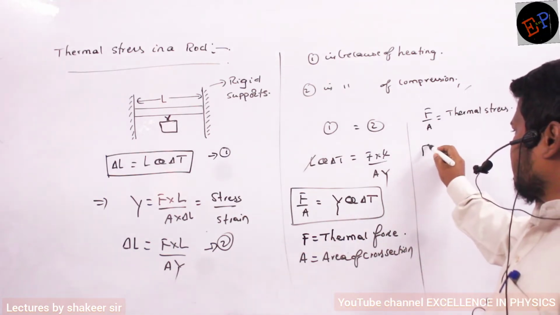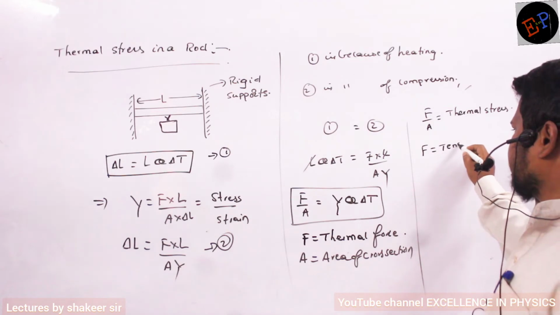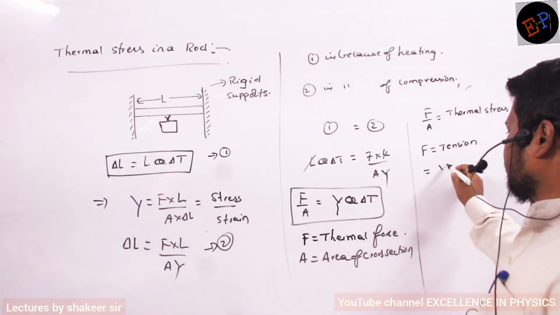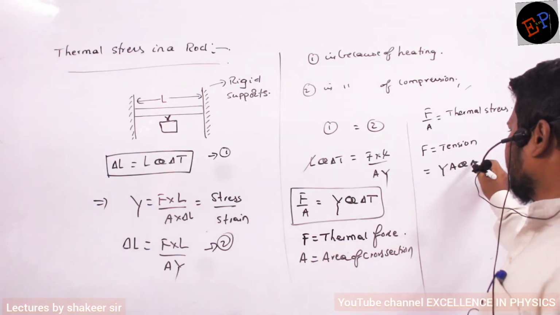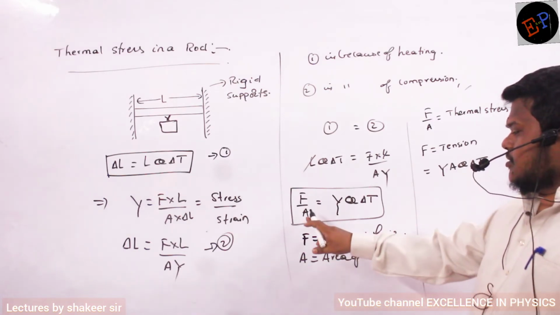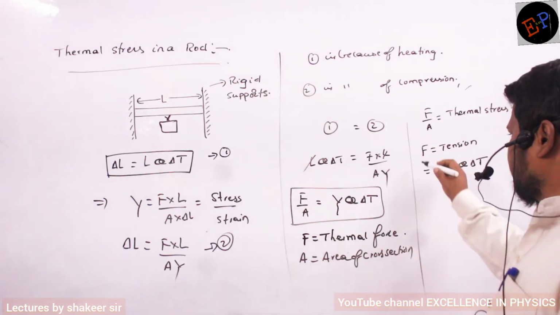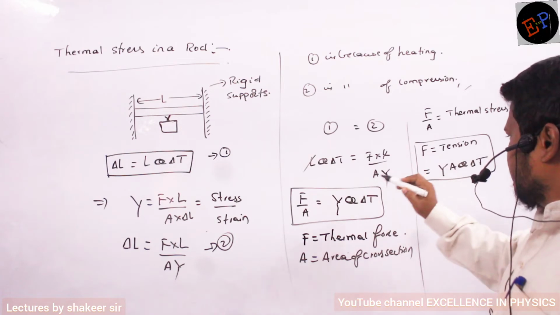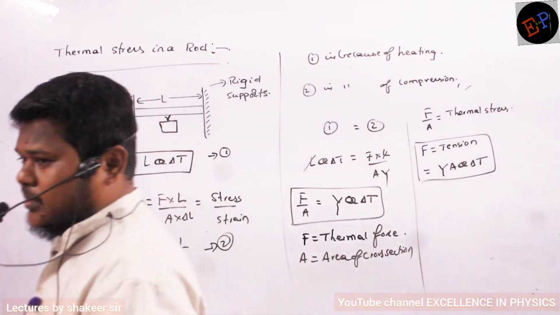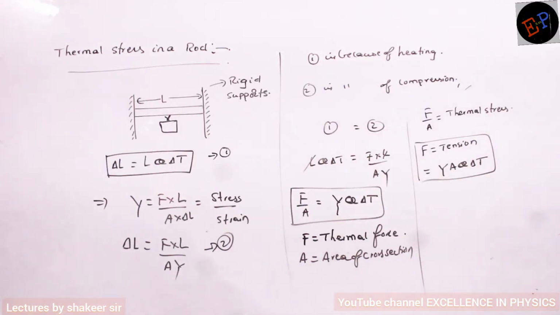If I want only the thermal force or tension developed inside the rod, then what can I do? Y A alpha delta T. I can write it like this also. Just this A here I will take to the other side. Okay? This is the tension which is developed in the rod. Y A alpha delta T. Understood? That's it.